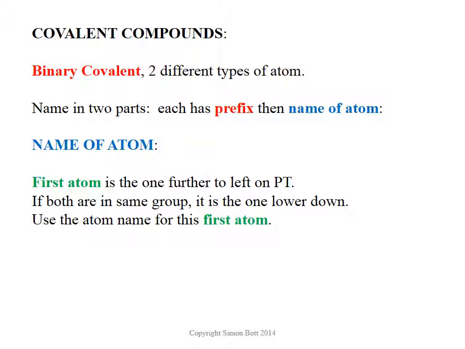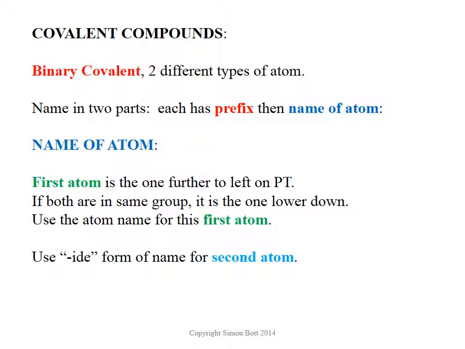The first atom is the one that is further to the left on the periodic table. If both of them are in the same group, then the first atom listed is the one lower down, and you just use the atom name for that first atom. But then the second atom, in other words the one that's more to the right, or if they're in the same group, the one that is higher up, you use the ide form of the name for that second atom. So you wouldn't say oxygen, you'd say oxide. You wouldn't say chlorine, you'd say chloride.